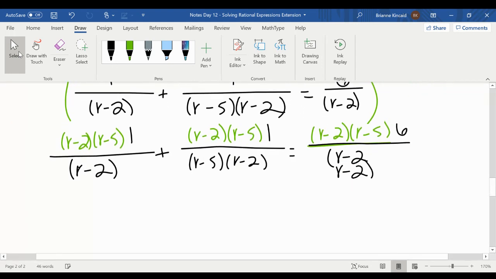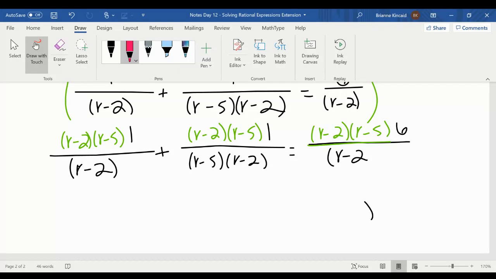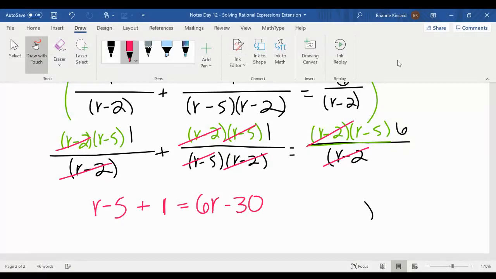Now this will allow me to eliminate, from the first fraction, the r minus 2's cancel. You're left with 1 times r minus 5, so that's just r minus 5. Plus, in the second fraction, the r minus 5 and the r minus 2 cancel. All you're left with is a 1. So you have r minus 5 plus 1. And then equals, in the third fraction, I can cancel the r minus 2's. 6 times r minus 5 is going to give us 6r minus 30.